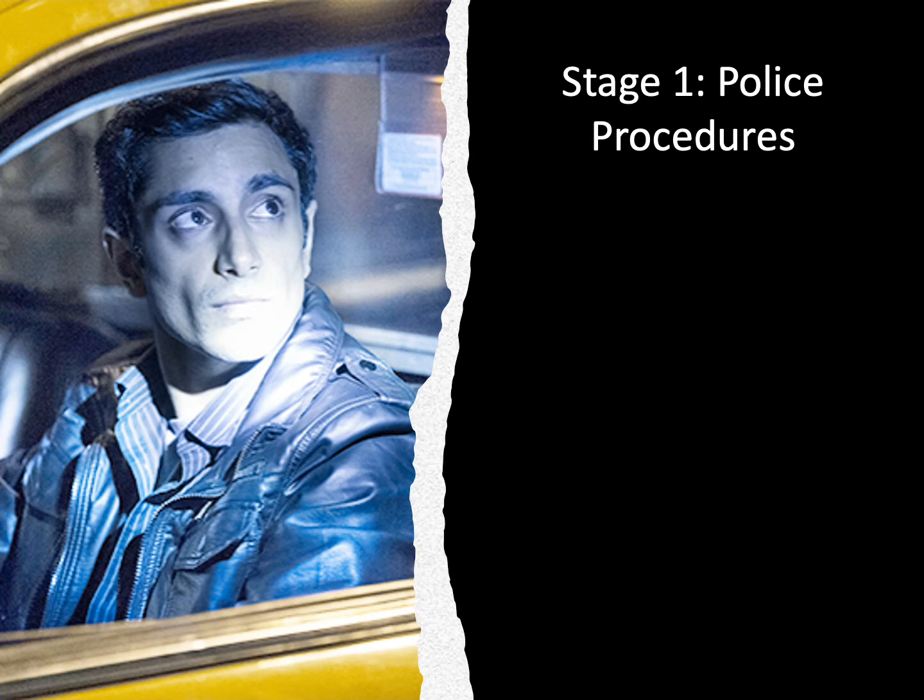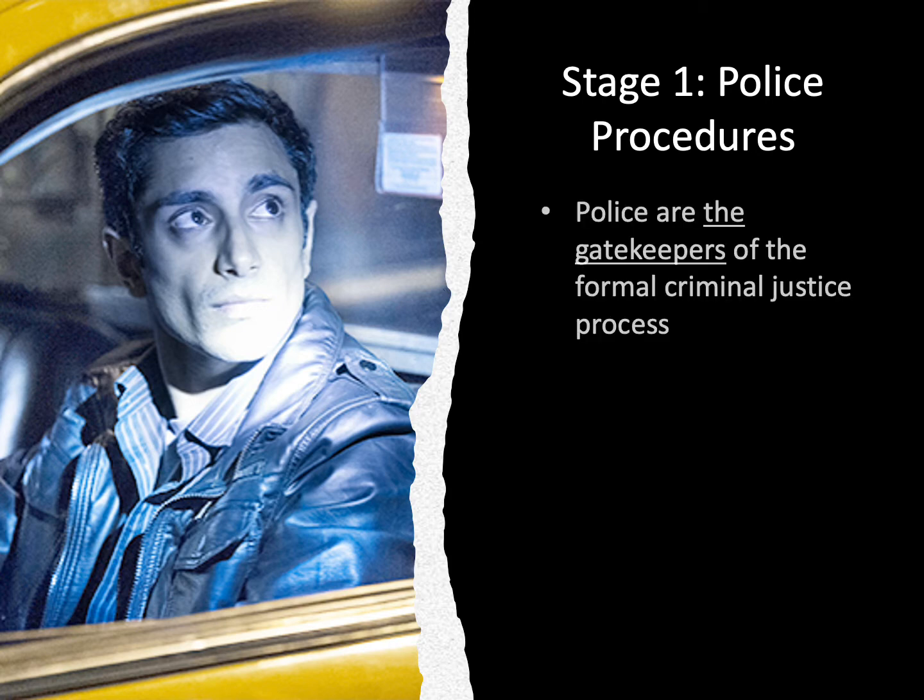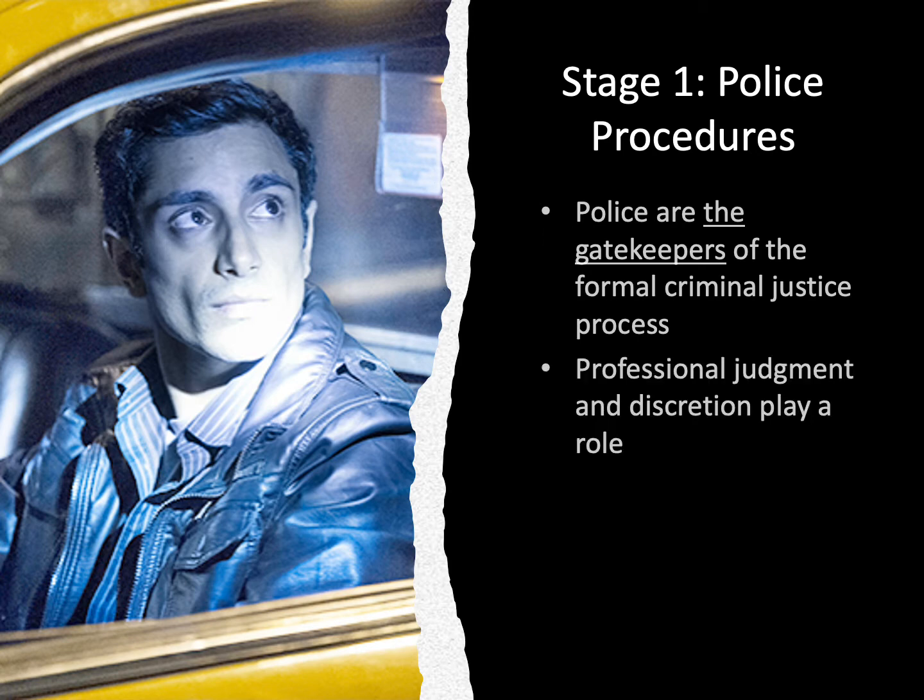All right, let's start with stage 1, police procedures. I'm going to go ahead and put up all the steps in stage 1, and then we're going to talk about them individually. So keep in mind that police are the gatekeepers of the formal criminal justice process. People enter into the process through the police. And the police have a lot of discretion, and they use their professional judgment to make decisions about whether or not people enter into the process.